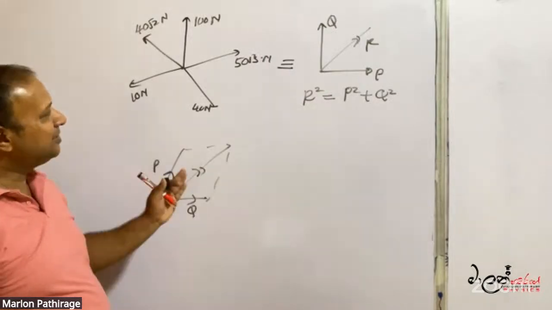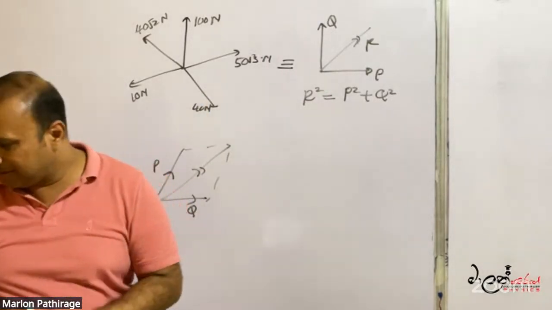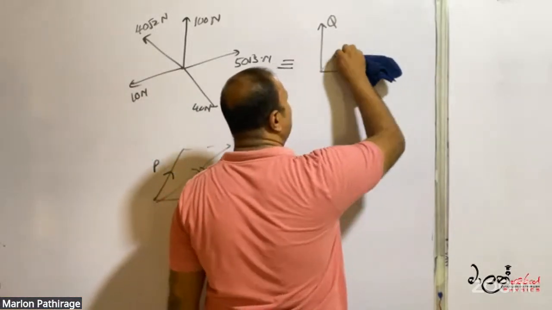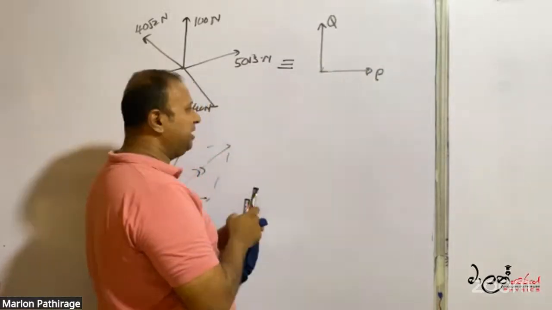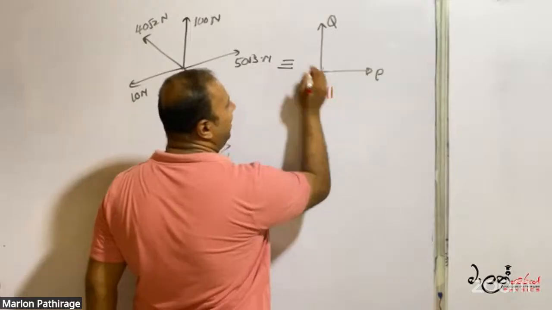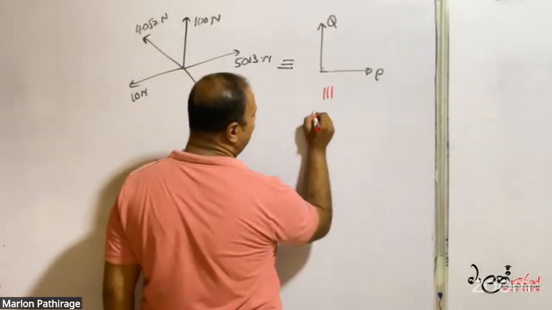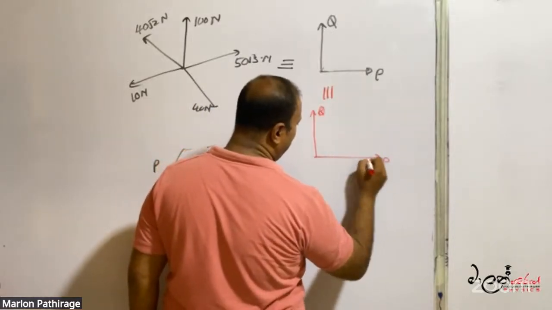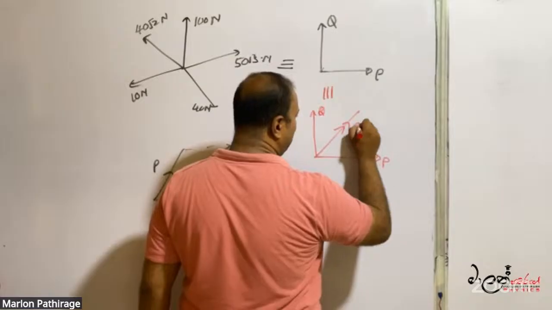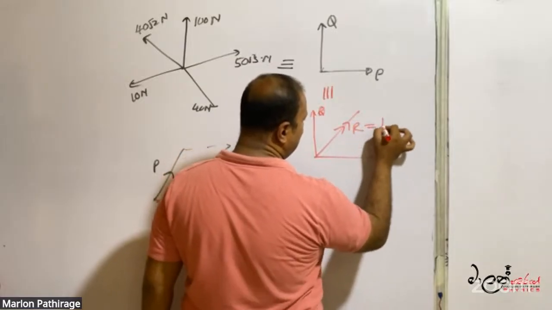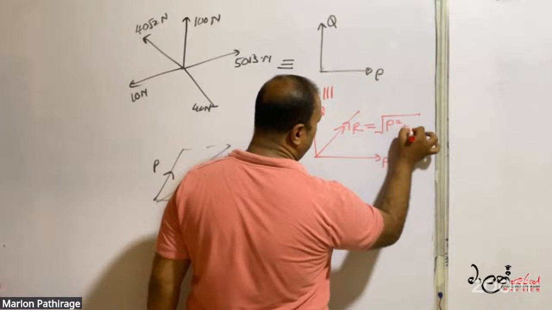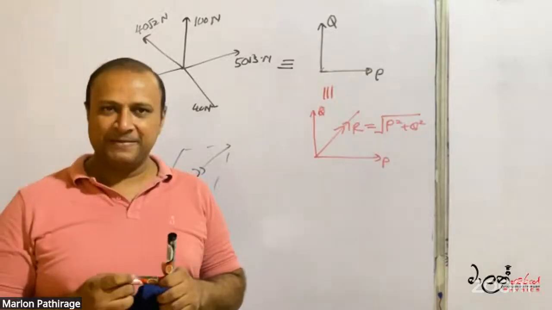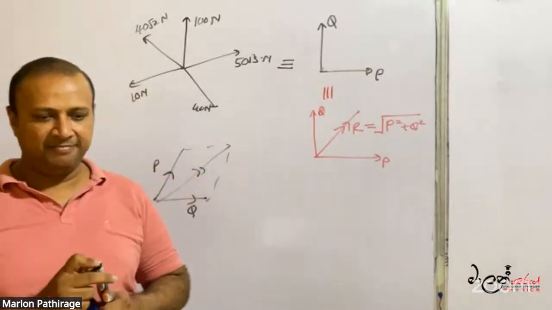Therefore, first you have to resolve the vectors into two perpendicular directions, then you can take the resultant of it. Here P, Q, and here is the R. This is equal to the square root of P squared plus Q squared. Is that clear? If my argument is clear, please raise your hand.